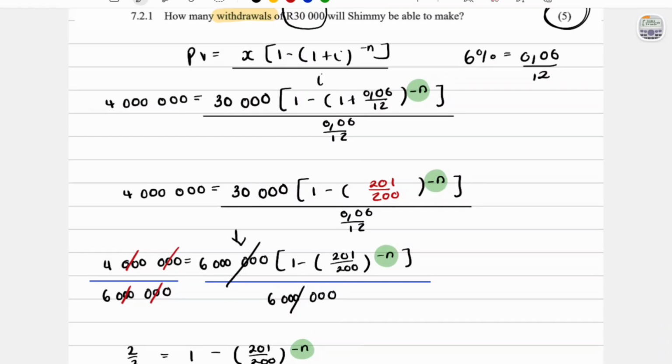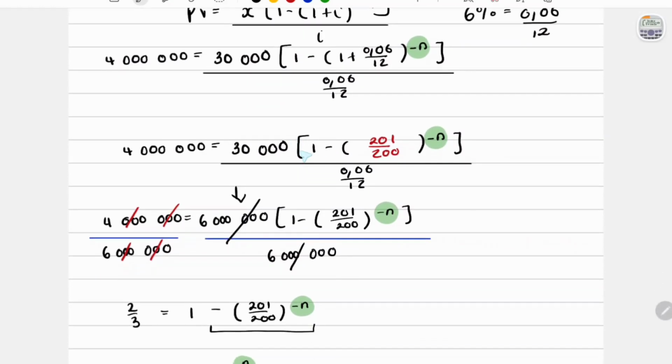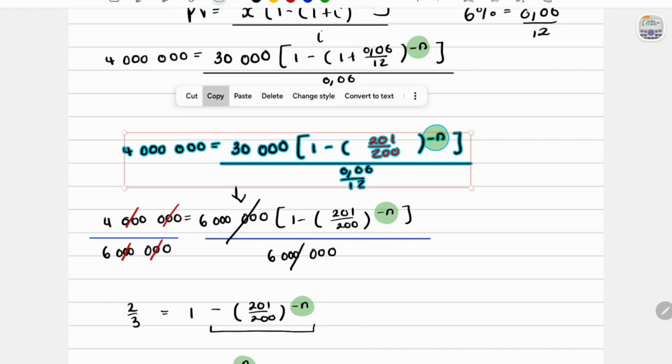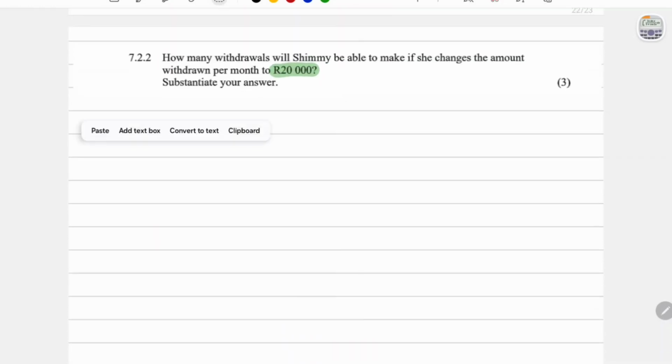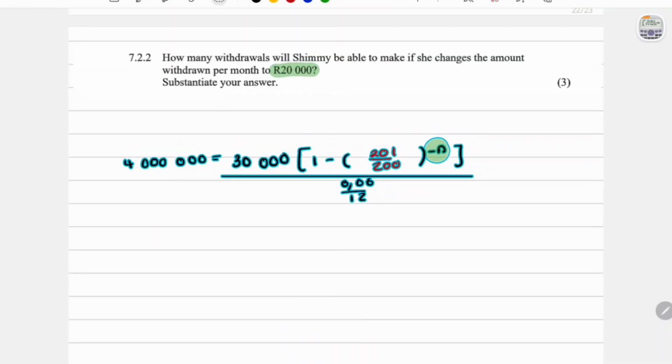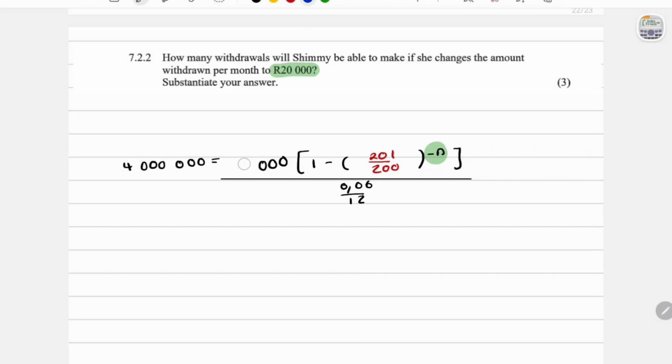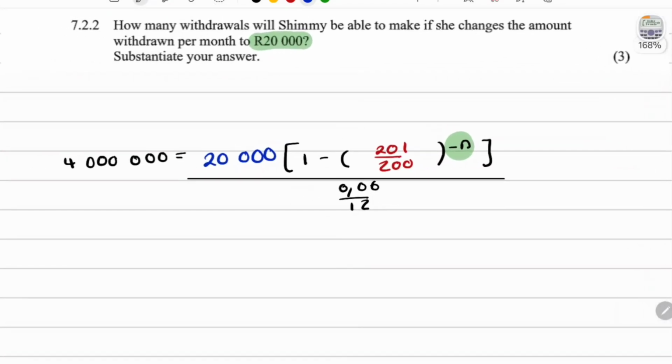We don't really have a choice here. We just have to start from here because at this point we had already substituted the 30,000. So I'm going to take this as it is, and in place of 30,000 I'm going to replace it with 20,000. So we have this, and that now is going to be 20,000. Let's see what's going to happen here.